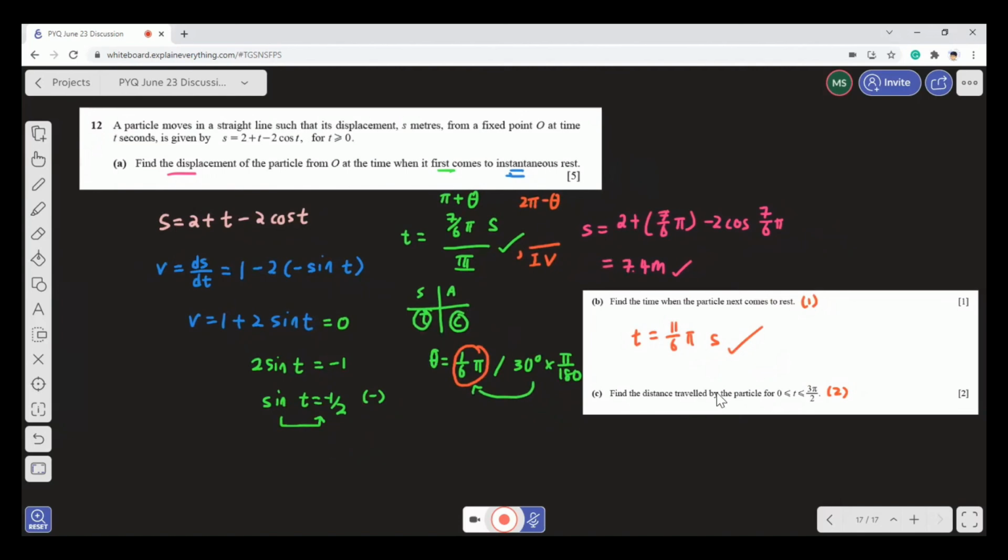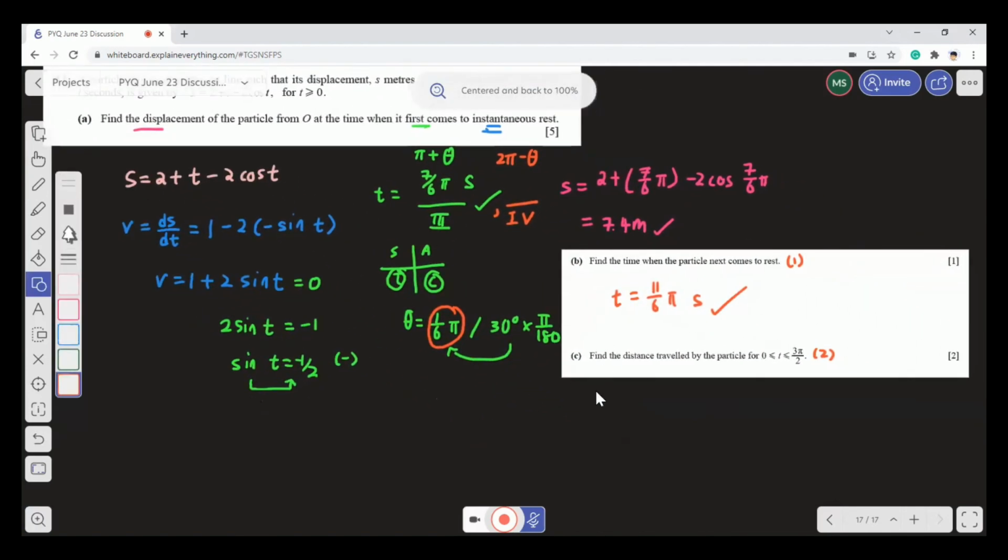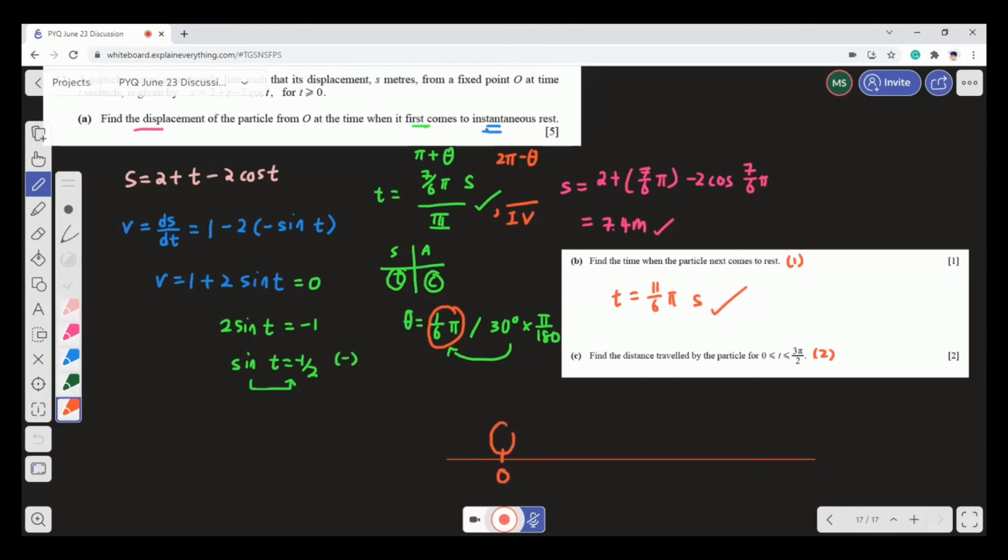Okay, find the distance traveled by the particle. This is not an easy distance question. Let me draw it on a line. Okay, this is the straight line. The particle moves from 0. Then suddenly it hits the wall. When does it hit the wall? 7/6. It hits the wall during the rest time, 7/6. And where is the displacement? 7.4.